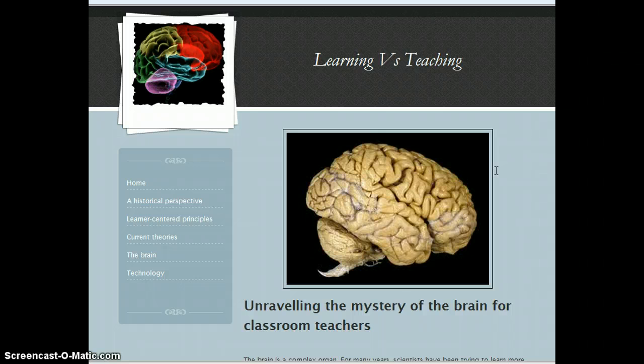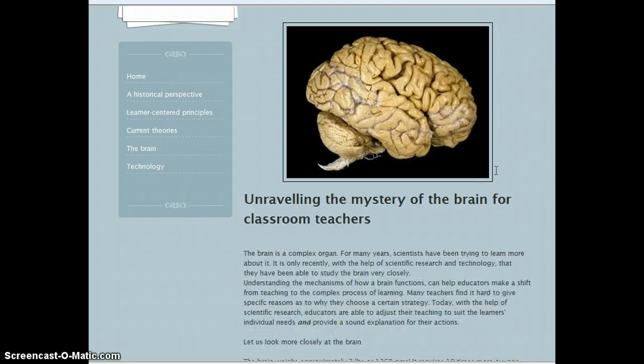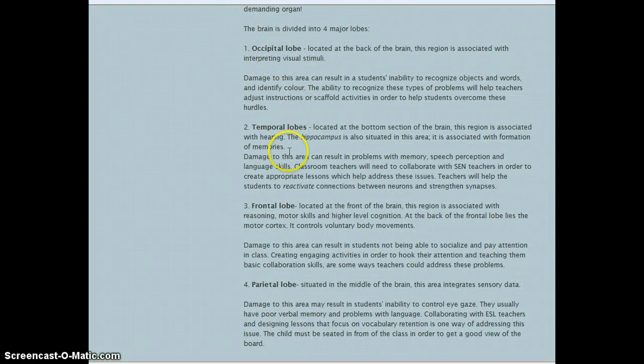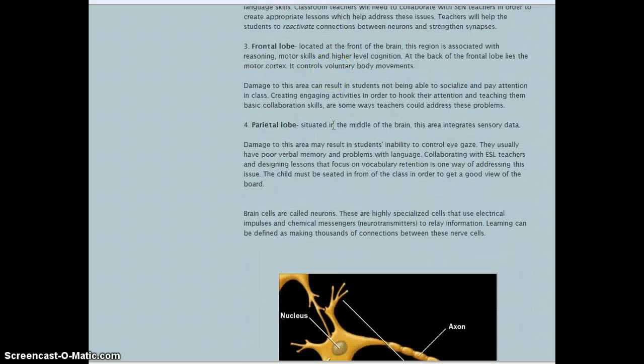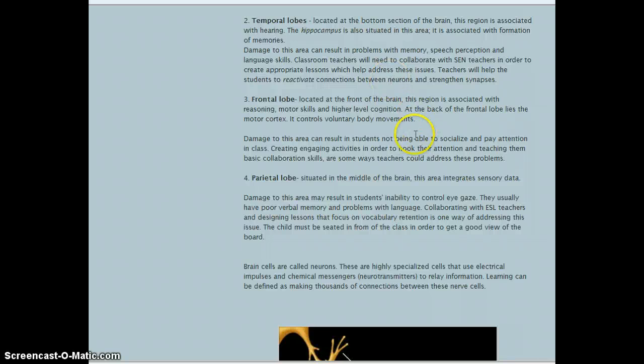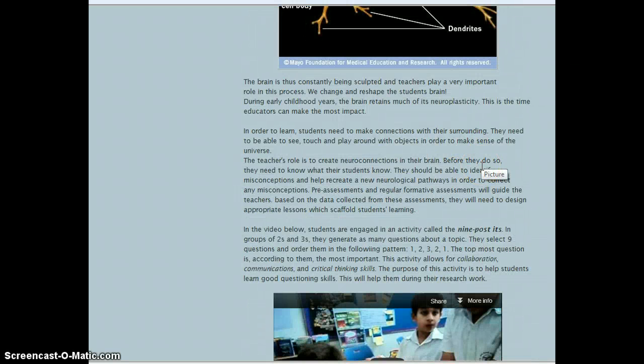The brain is a fascinating organ. It's only recently that people have discovered the intricacies of the brain and how we can use our knowledge of the brain in the classroom. In this page, I've spoken about the different lobes of the brain and where they're located, what happens when they're damaged, and how educators need to acknowledge their understanding of this in the classroom and create lesson plans which can help students who are suffering because of damage to these areas.